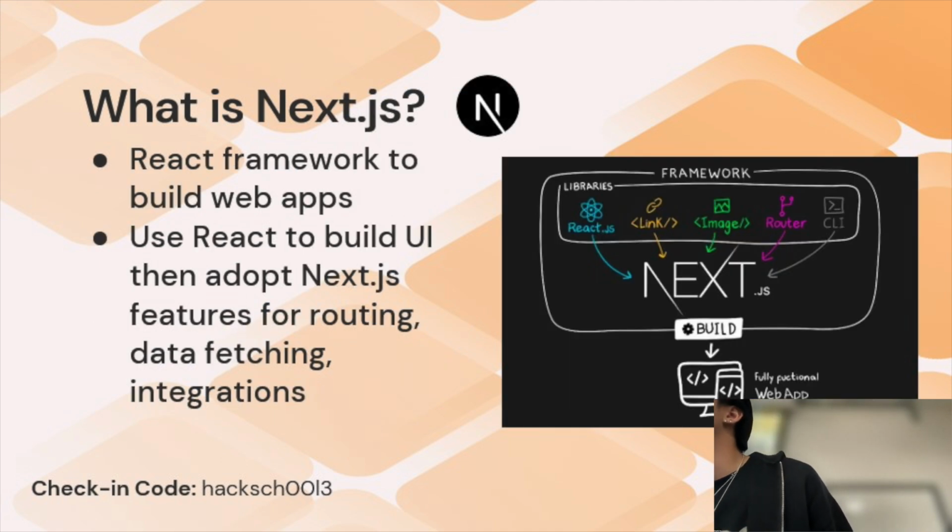And then, so what is Next.js, right? Next.js is a framework on top of React that allows us to build more efficient web applications. React is used to build the user interface, but then it adopts Next.js features for routing, data fetching, and integrations. So it allows for an easier and faster full stack web application in the end. As you can see in this picture, Next.js combines all of these to form one web application.